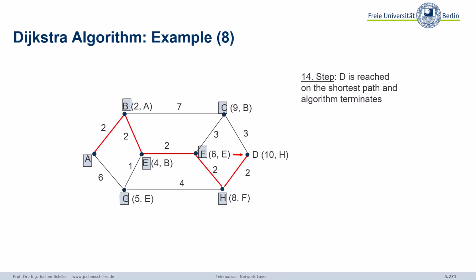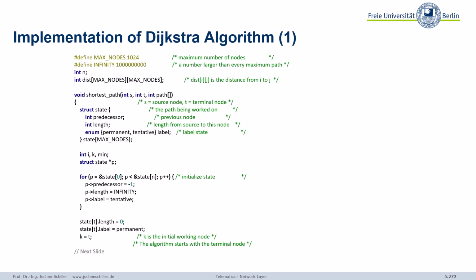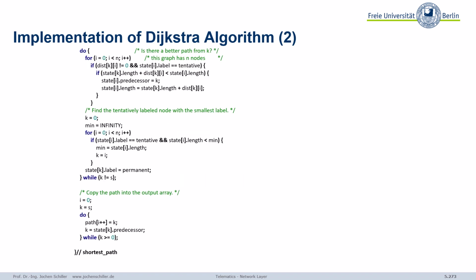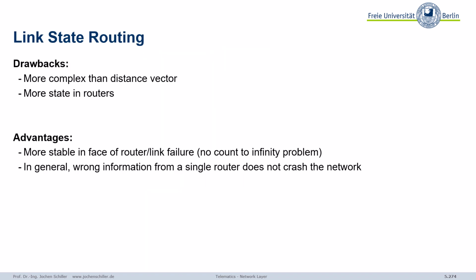It's a greedy algorithm. It's greedy because for each step we always compare which is the smallest one, take the node and continue. Now we have to do this for all these paths to the different nodes in the network. Okay, implementation here also, if you want to look at some C code for exactly this Dijkstra algorithm. So link state routing, more complex, yes.